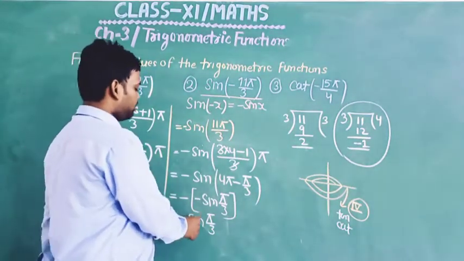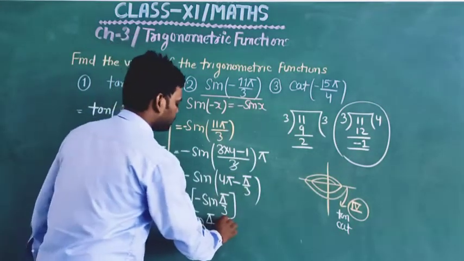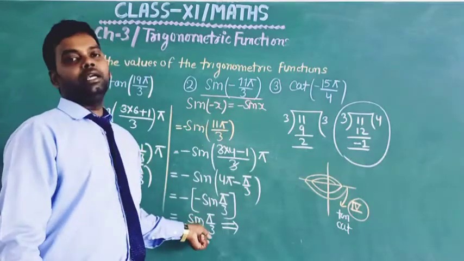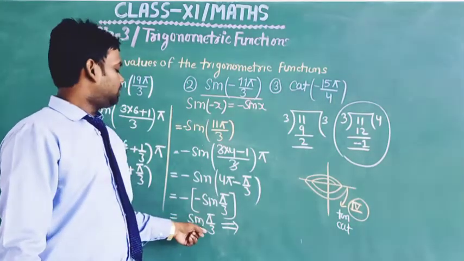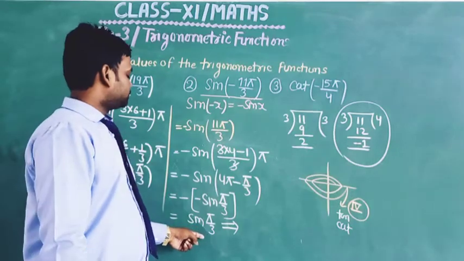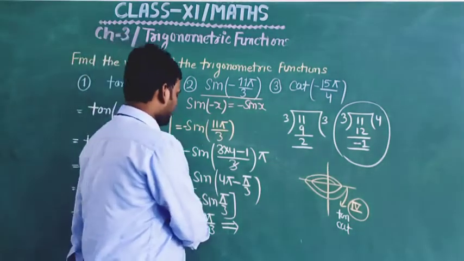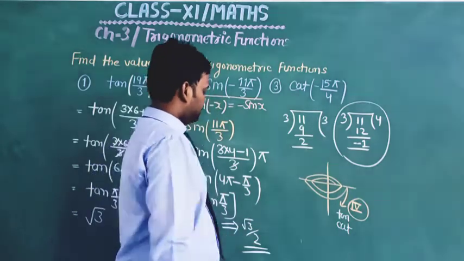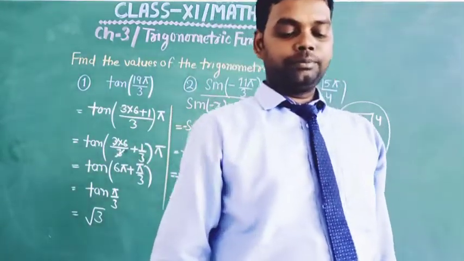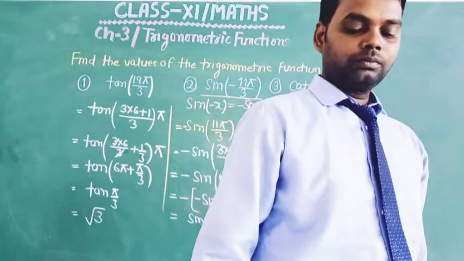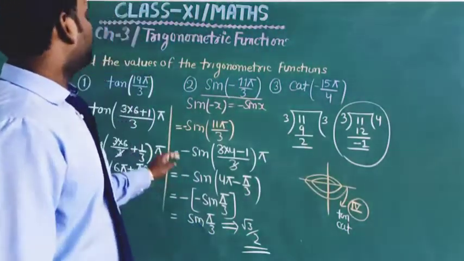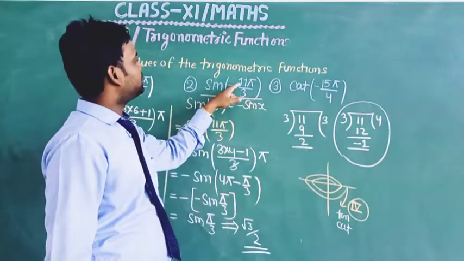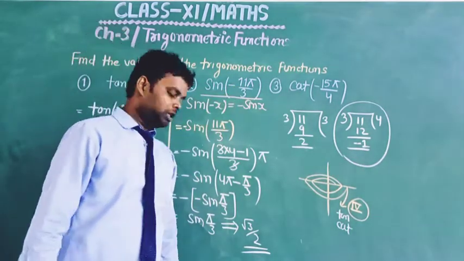So the value of sin pi by 3 is... pi by 3 in degree measure is 60. So the value of sin pi by 3 is root 3 by 2, square root 3 by 2. So this is the exact value of sin minus 11 pi by 3.